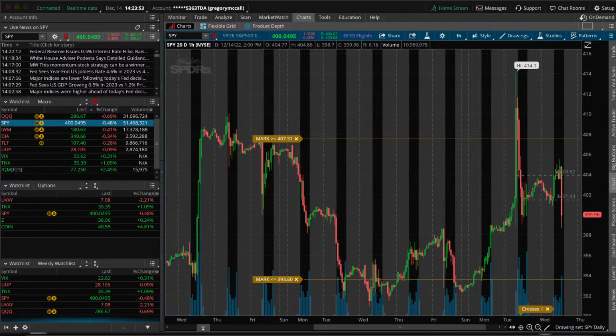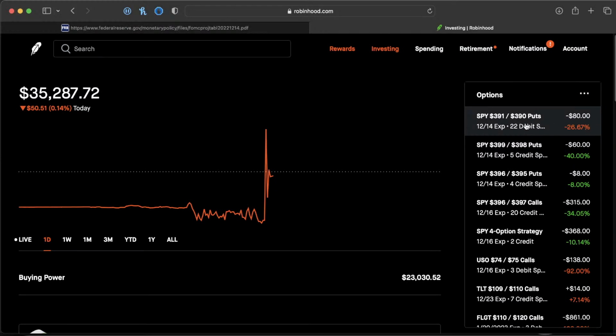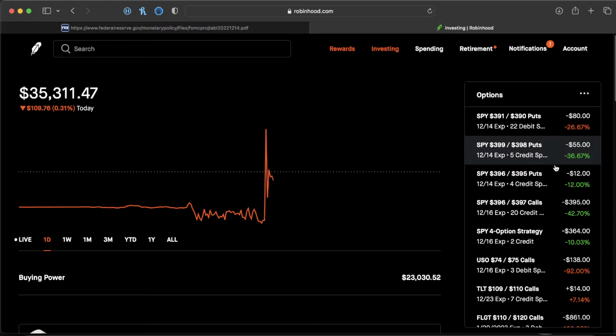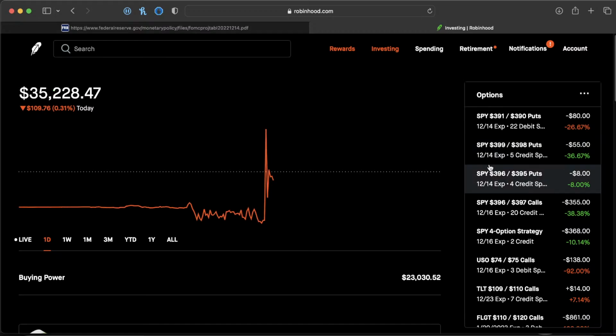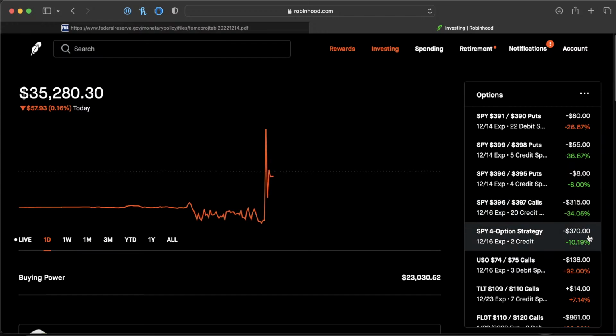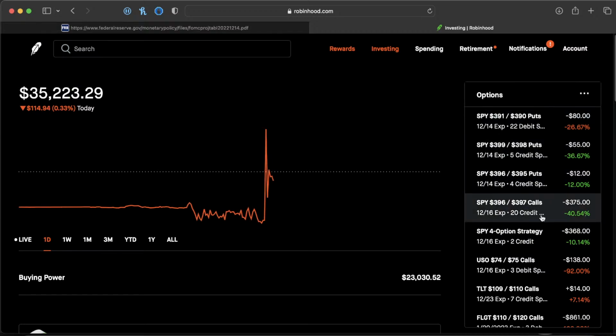I'm more levered to the bearish side. If you look at the trades that I have open, put debit spreads, assuming we're going to go all the way down to 390. I do have some put credit spreads that I had opened. Then I have a 396, 397 call credit spread, so I'm assuming that we're going to be below 396 with that one. And that's all the trades that I have. So I'm just trading SPY on this event.